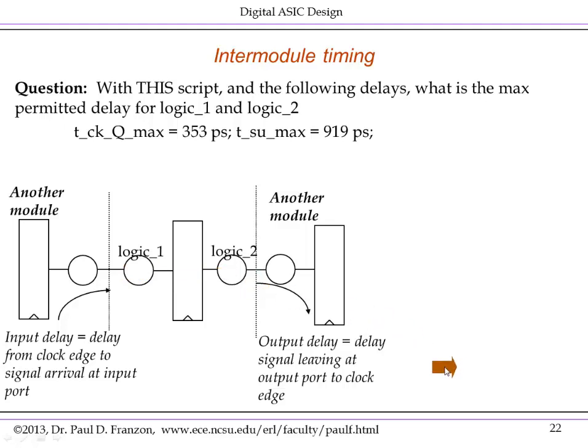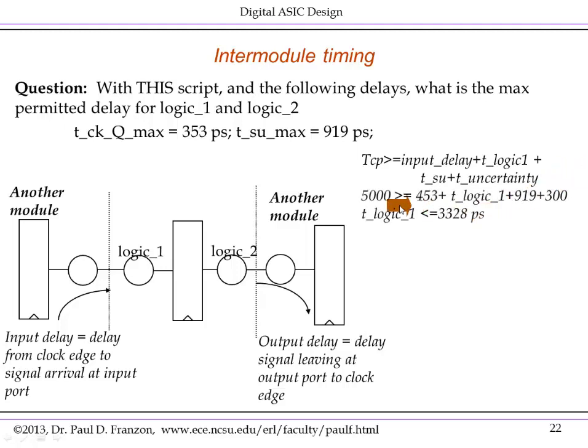With a little bit of thought, I can apply this equation to logic 1. That is, the clock period must be greater than the input delay plus T logic 1 plus the setup time of the flip-flop plus T uncertainty, which is the clock skew. I put in the numbers. T clock I get from the script. Input delay I get from the script. Setup time I got from up here. Uncertainty I got from the script. This allows me to calculate the maximum permissible T logic 1 as 3.3 nanoseconds.